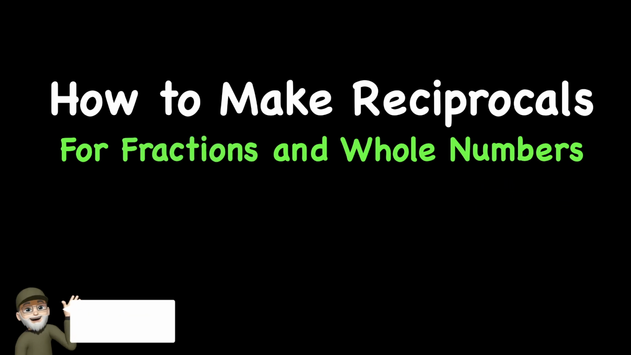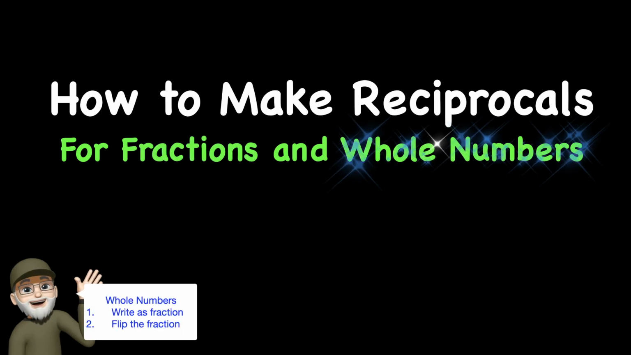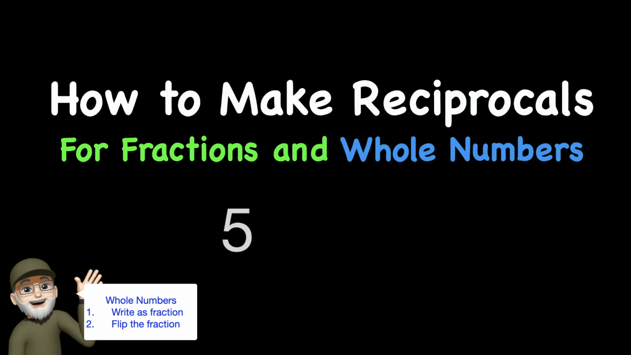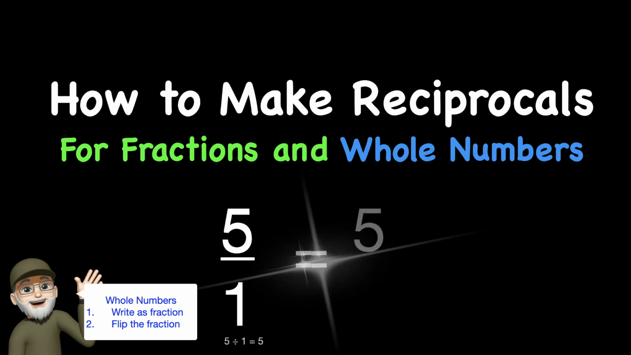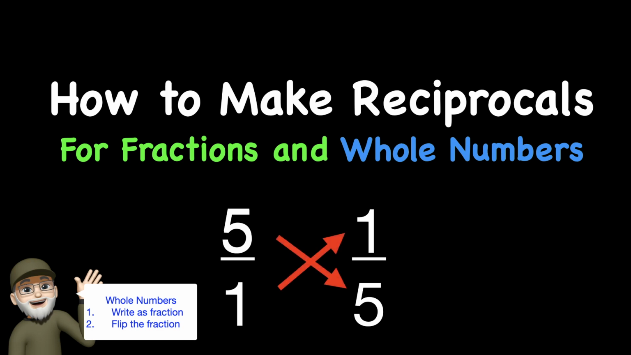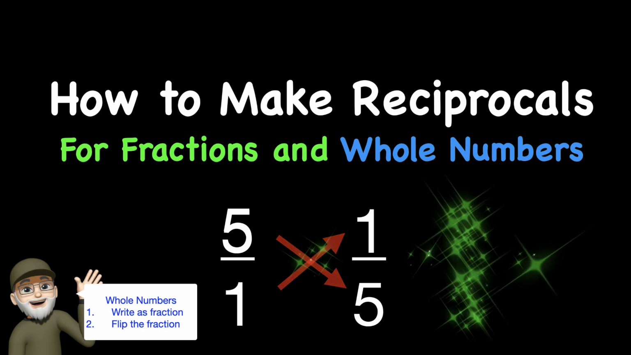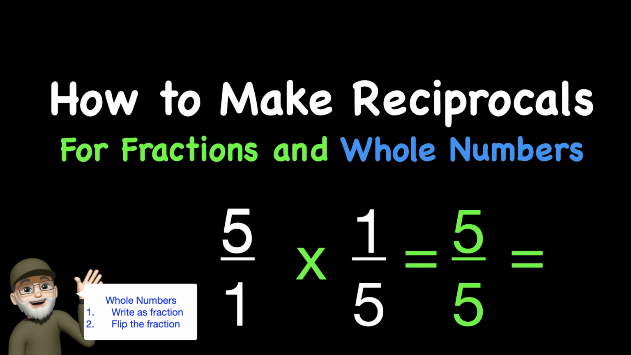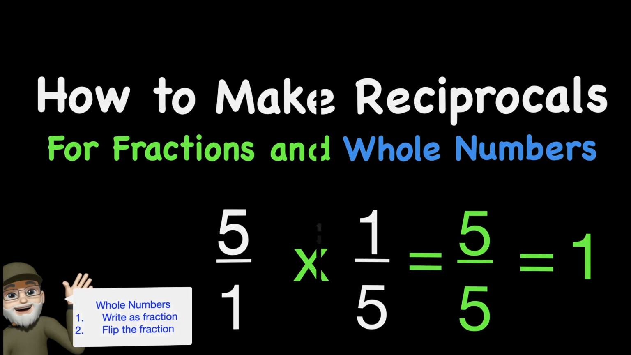For whole numbers, for example, 5, we need to change the 5 into fraction form, so we would write that as 5/1. That is equal to 5 because 5 divided by 1 is 5. We're going to take 5/1, and just like last time, we're going to flip it over to 1/5. Notice that we switched our numerator and denominator like last time. We can check to make sure we did it correctly, and we have a whole fraction which equals 1.